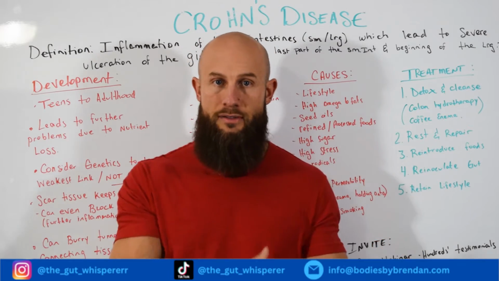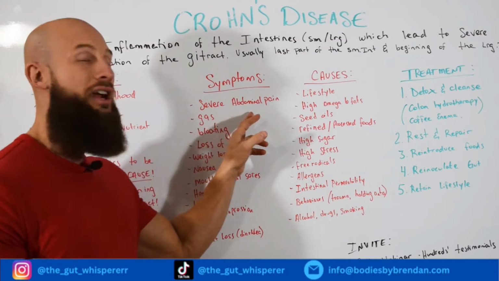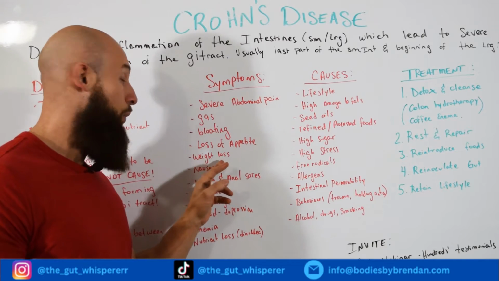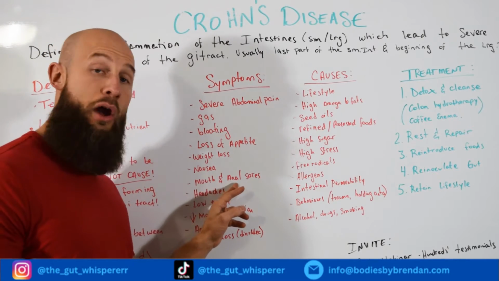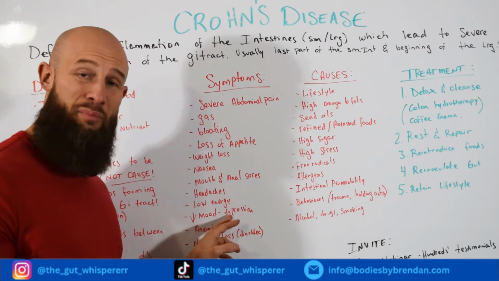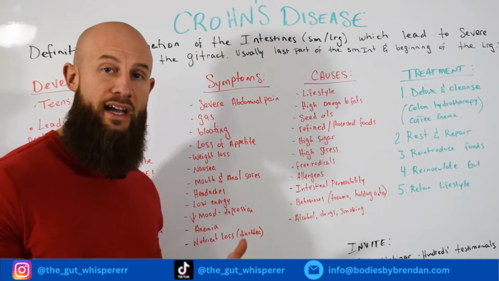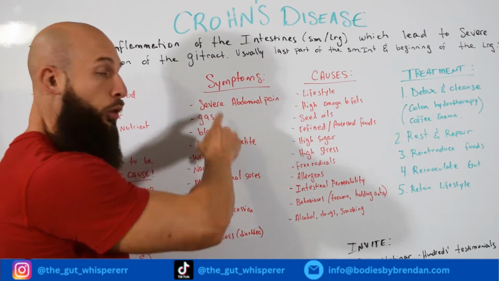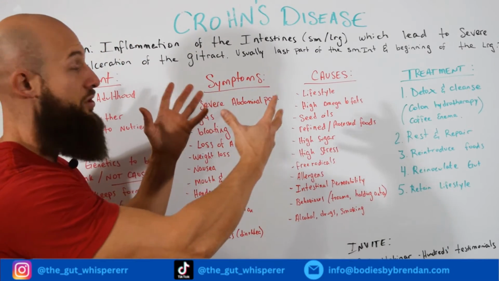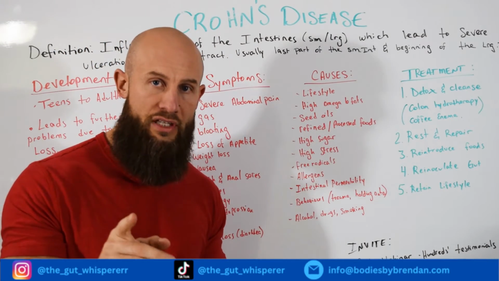Here are many of the symptoms that are associated with Crohn's disease: severe abdominal pain, gas, bloating, loss of appetite, weight loss, nausea, mouth and anal sores, headaches, low energy, mood issues, depression, anxiety even, anemia, and again, nutrient loss caused by diarrhea. These are a whole bunch of different symptoms being expressed by the underlying issue, which is, in this case, Crohn's disease. Think about this for a second.